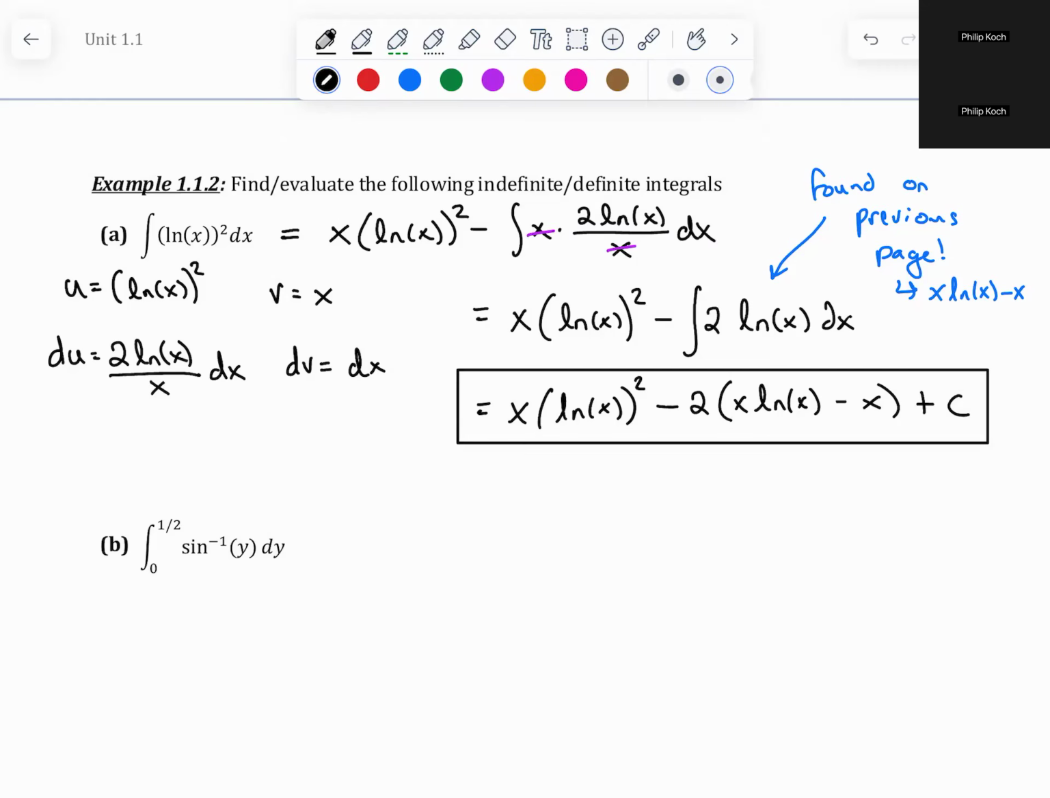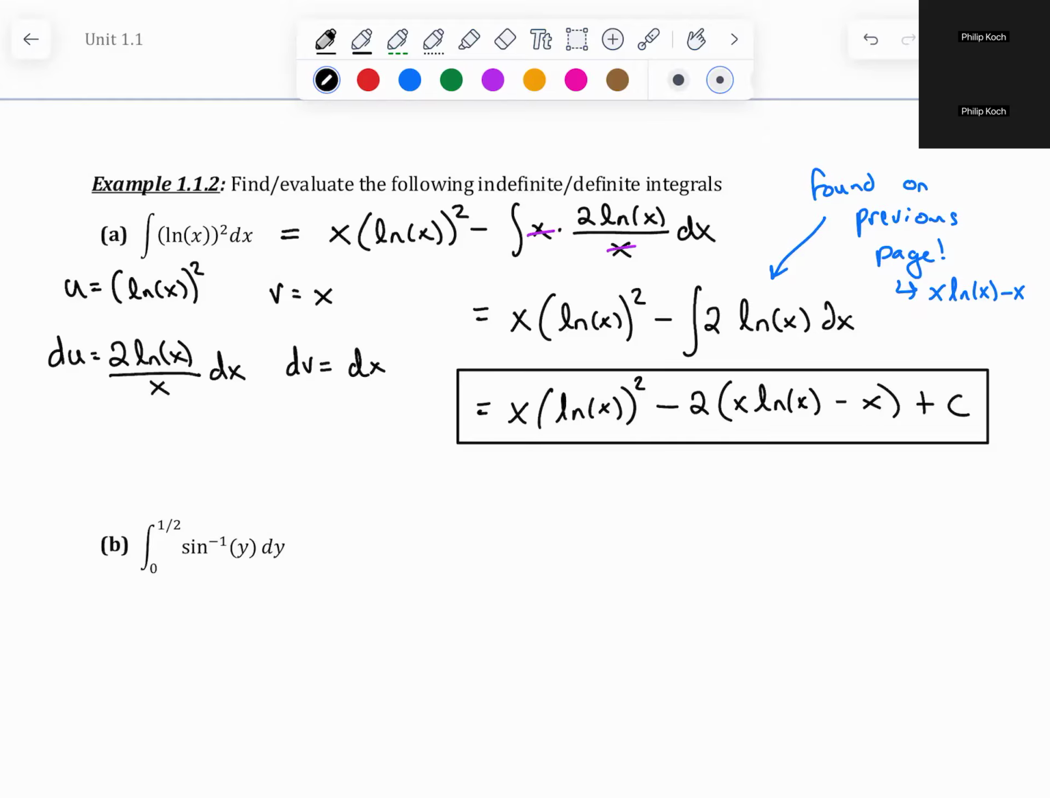So you can distribute the 2 if you really want to. It's fine to do so. There's nothing wrong with it. Or you can leave it as is. Because my rule for this class about simplification is you only need to simplify if you're going to use it for something. We're not using this antiderivative for anything, so we don't need to distribute the 2. Cool? Any questions?